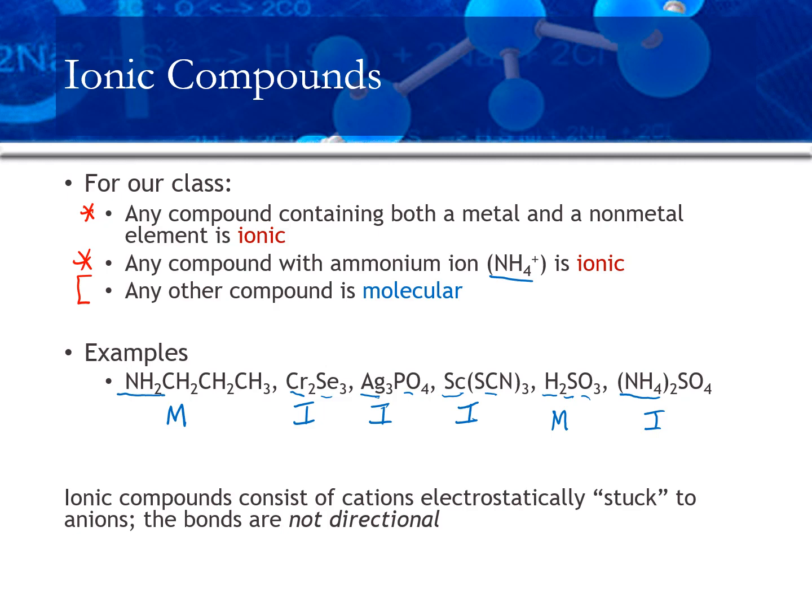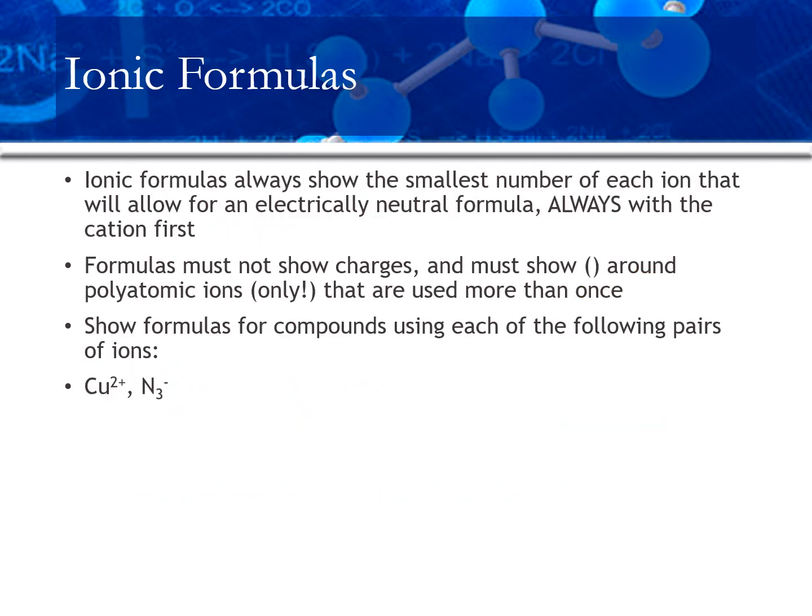Even though there's no metal in it, the ammonium effectively takes the place of a metallic cation. And as I mentioned earlier, ionic compounds really just consist of cations electrostatically stuck to anions with bonds that are just these electrostatic attractions and aren't pointed in any particular directions at all. Ionic formulas are always empirical formulas, meaning that they always show the ratio of the number of ions present in the ionic compound.